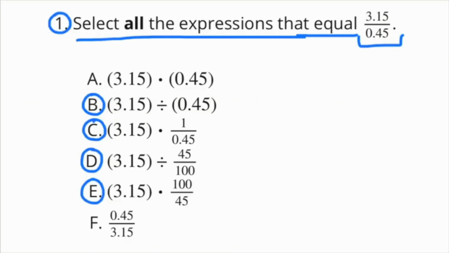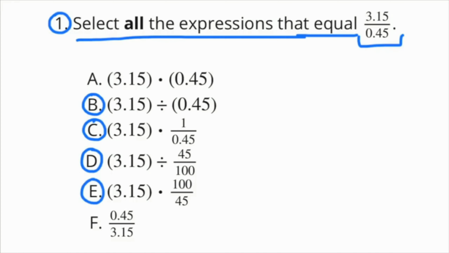Number 1. Select all expressions that equal 3 and 15/100 over 45/100. Well, 3 and 15/100 over 45/100 means 3 and 15/100 divided by 45/100. So we can circle B.